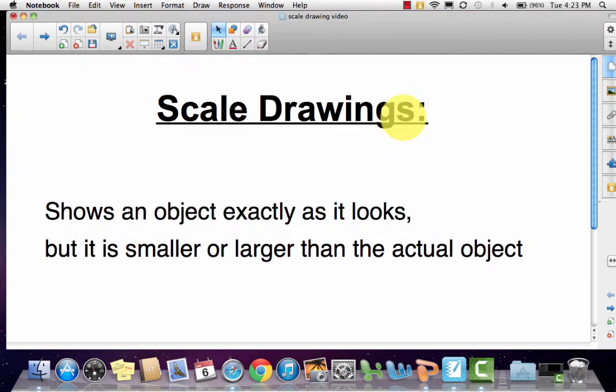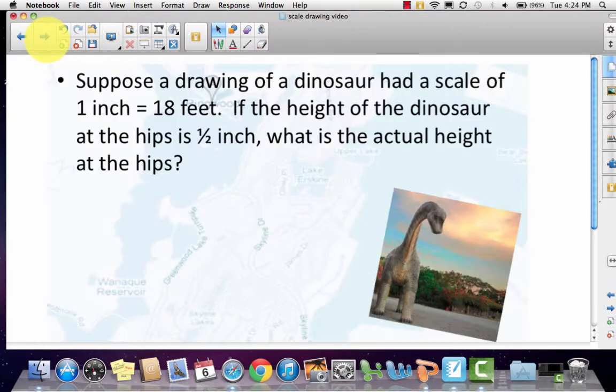In this video, we're going to complete two examples of using proportions to solve scale drawing problems. A scale drawing shows an object exactly as it looks, but it is smaller or larger than the actual object. A perfect example of a scale drawing could be a map of the state of New Jersey, or a blueprint of a house or a building that's made before the building is actually constructed itself.